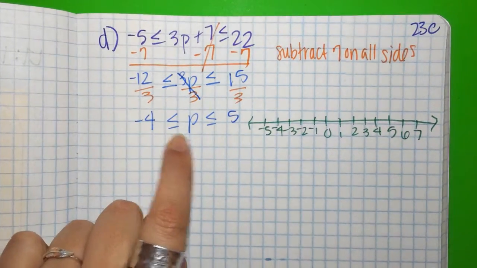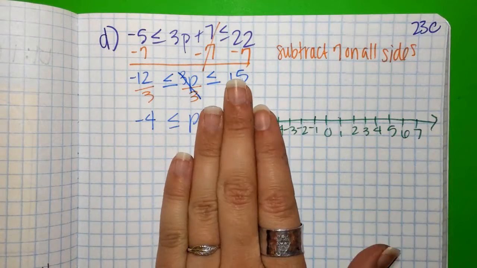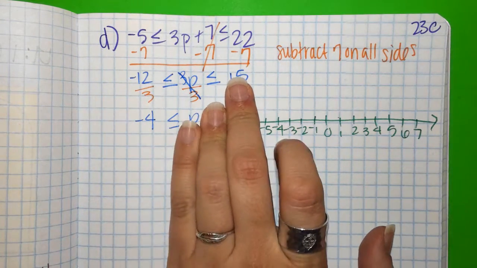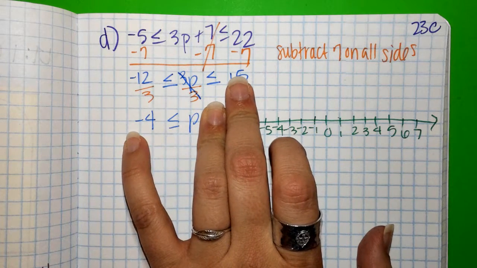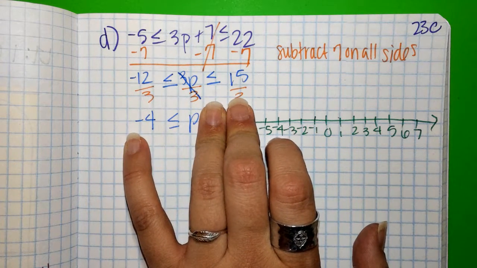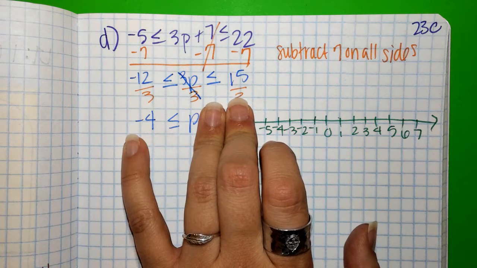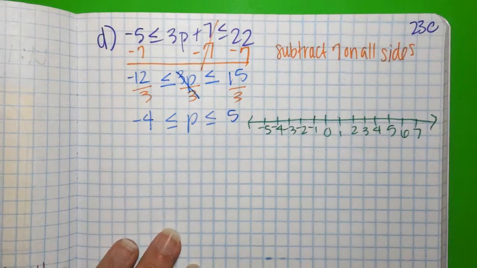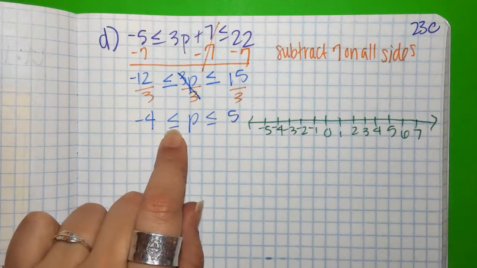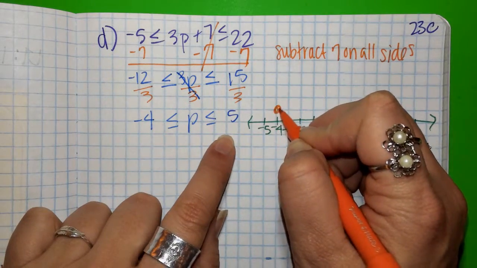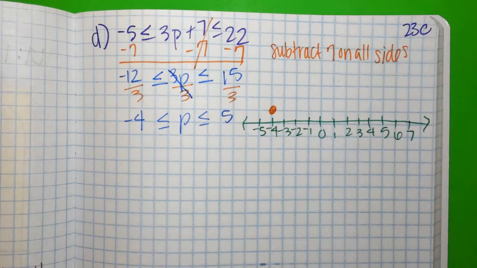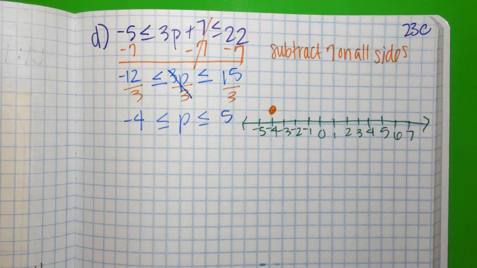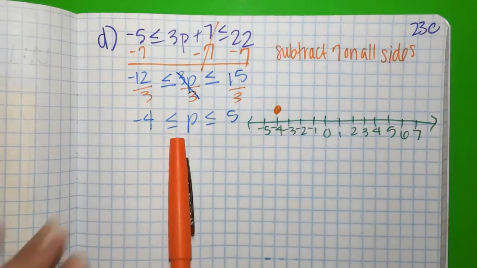Okay, so looking at this, remember we can rewrite it or we can just read it like this. So that says that P is greater than or equal to negative 4. So am I going to do open or closed circle on negative 4? Why? Because it's got a line under it. Okay. Am I going to do an open or closed circle on 5? Open. Why do you say open? Do you say that because we did a closed on the negative?